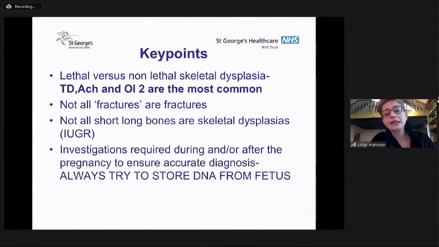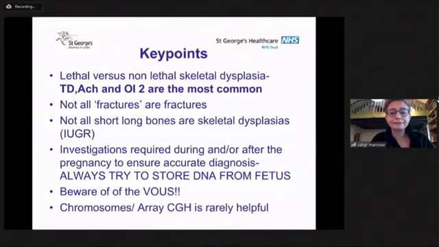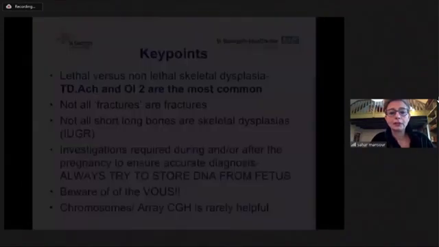Try and store DNA from the baby, either from the CVS or the tissue from a termination or IUD, because it is really helpful for the couple to be accurate about the diagnosis. And be aware when you read the reports, particularly of the exomes or even genomes in some countries, because of the risk of these variants of unknown significance. They do put them in the report. It's easy to think it's the cause, but be careful of VUSs. And array CGH is not helpful in this group.